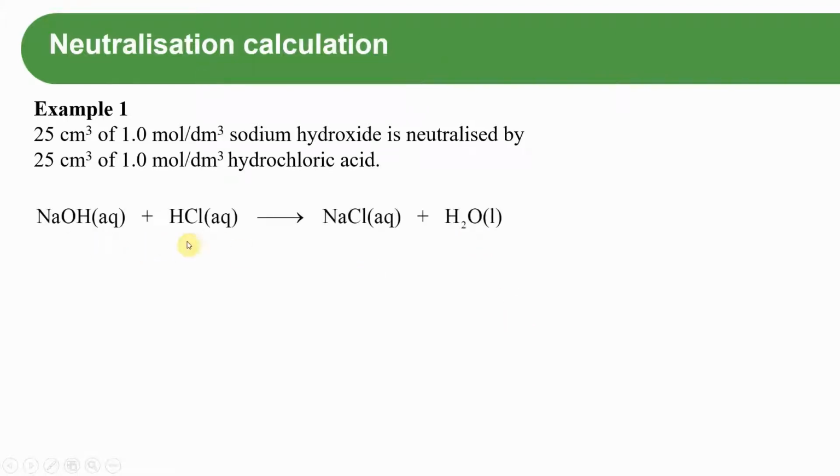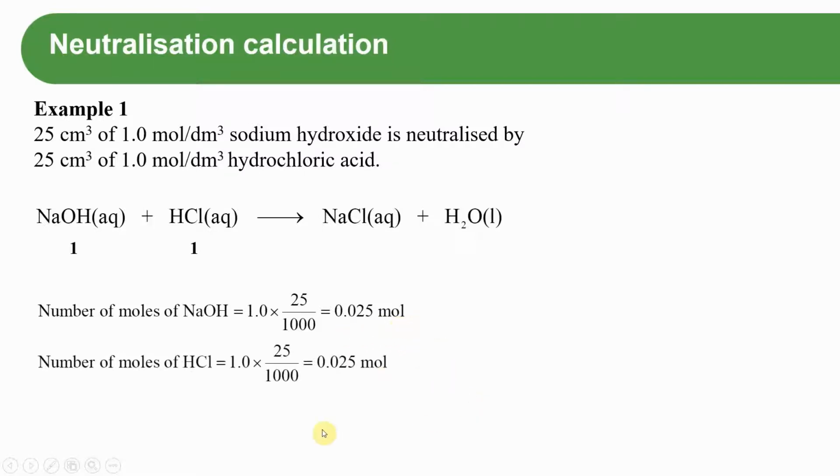By looking at the equation, the ratio of sodium hydroxide and HCl is 1 to 1. And we just want to verify this statement. So to find the number of mole, we multiply concentration with volume, but we need to change the volume to dm cube. We can do it like this. So the number of moles of sodium hydroxide is 0.025 mole, and the number of moles of HCl is also the same. Alright, so that's how we check whether this statement is correct.